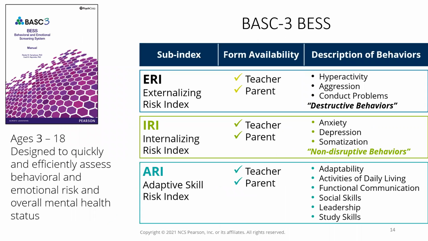The BASC-3 BESS consists of 3 brief forms. They range from 25 to 30 items. They can be completed by teachers, parents, or students. There is a behavioral and emotional risk index score that looks at overall risk by way of T-scores and percentile ranks. And then there are sub-index scores for externalizing risk, internalizing risk, and adaptive skill risk for the teacher and parent forms. For the student forms, the sub-indexes are internalizing risk, self-regulation risk, and personal adjustment risk.